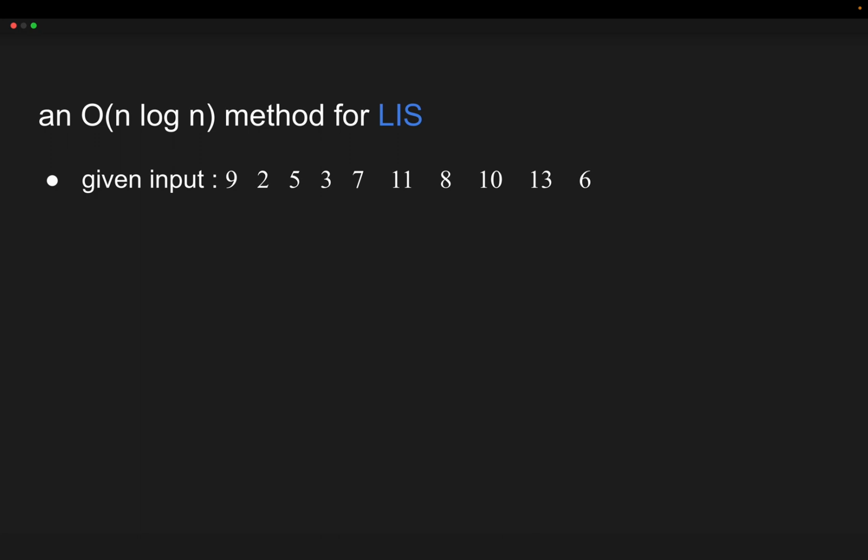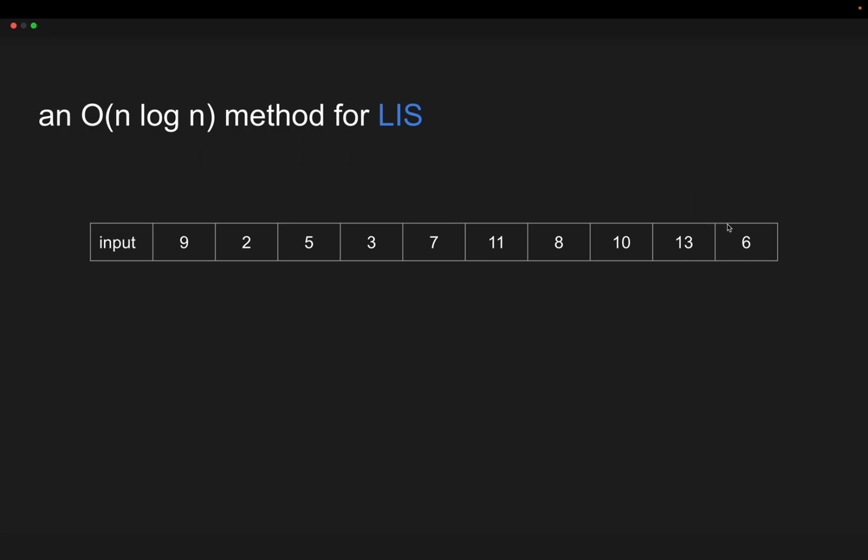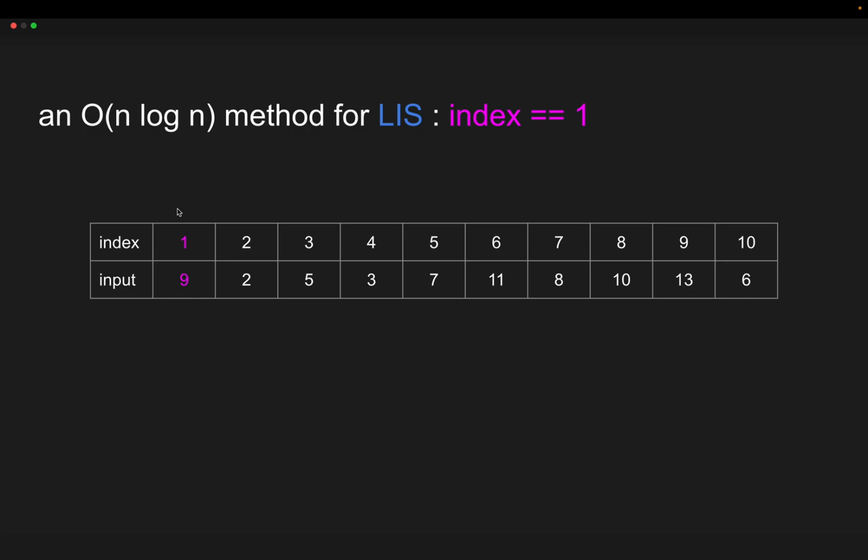So let's just run it on this input string, 9 2 5 3, etc. We fill this input string into this tabular form: 9 2 5 3 7 11 8 10 13 6. This is our input string. If we index this input string starting from 1, the first position is 9, the second position is 2, the third position is 5, the fourth position is 3, the fifth position is 7, etc.